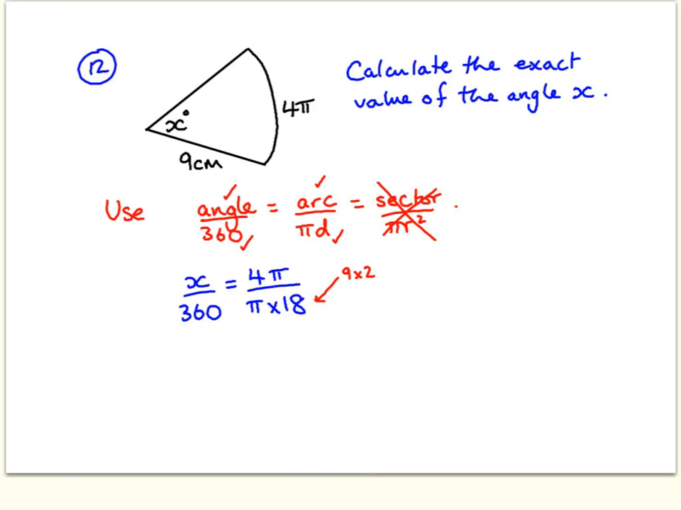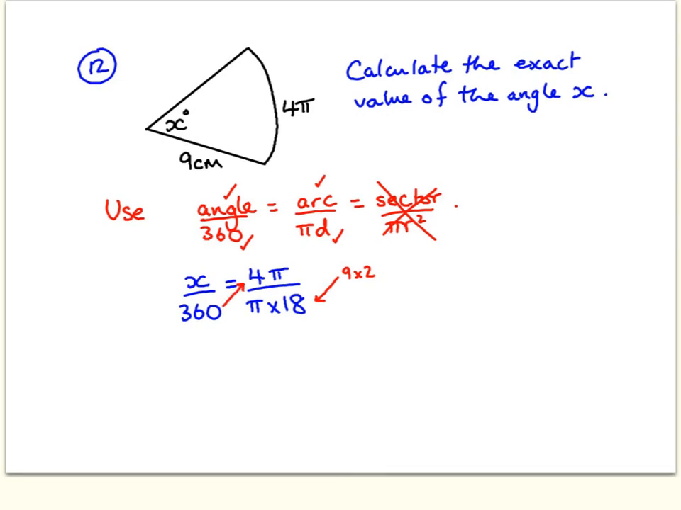Just taking off the information, we've got the angle, which is x, we've got the whole thing, which is 360, the arc we've been given is 4 pi, pi d is the length of the arc for the whole, or the length of the circumference. So x over 360, which is the information from here, equals 4 pi. 4 pi is this one. Pi times 18. Now remember, 9 times 2 is 18. That's how we get the 18 here. This is the radius. We want the diameter.